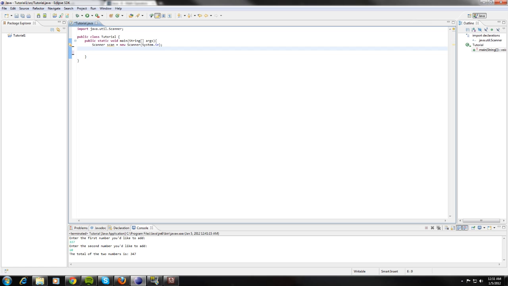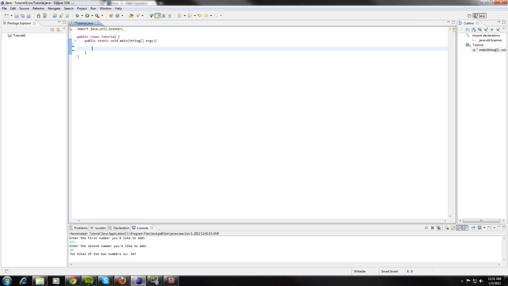In this one we're going to be talking about math operators and when to use certain data types over others, and the advantages and disadvantages of using them. So we don't really need the scanner for that, so I'm just going to delete that line.